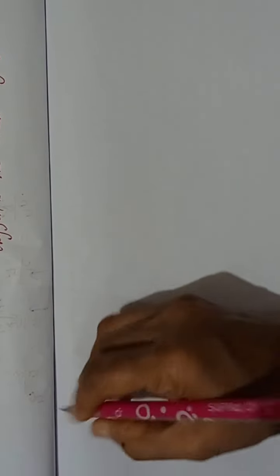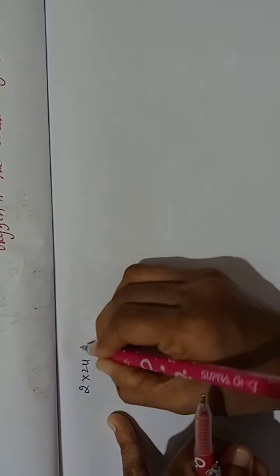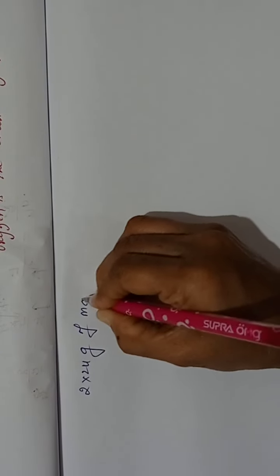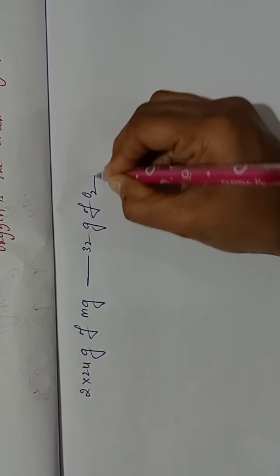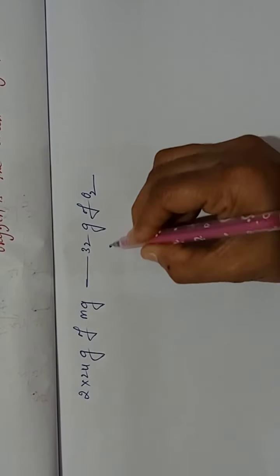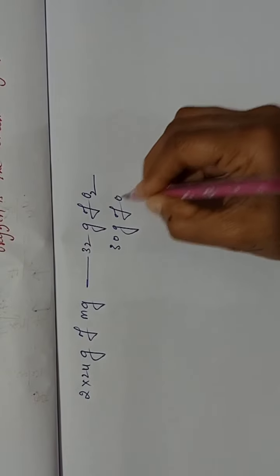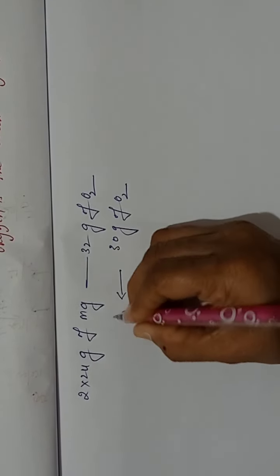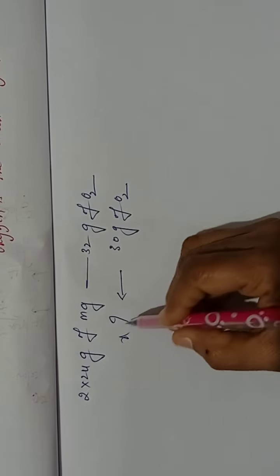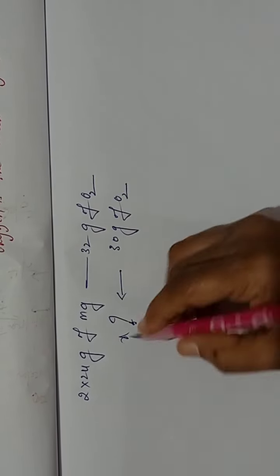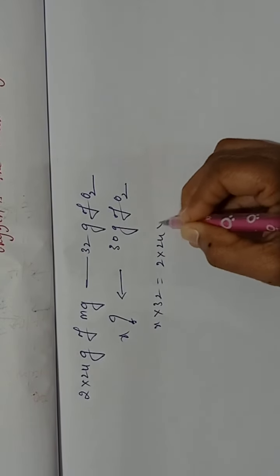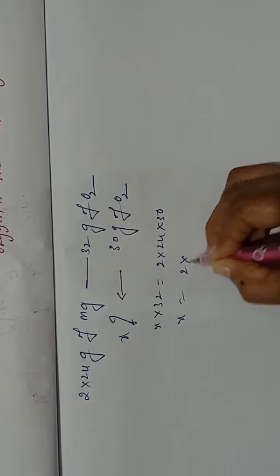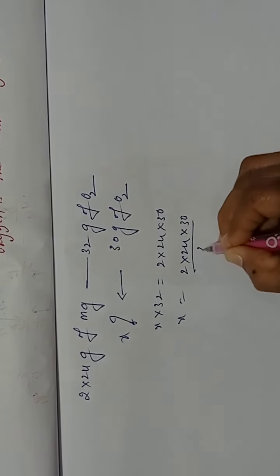See here. 2 into 24 grams of magnesium requires 32 grams of O2. In the question, 30 grams of oxygen is given. So I am taking 30 grams of oxygen and I am going to calculate magnesium. Clear? So, cross multiplication: x into 32 is equal to 2 into 24 into 30. Then x is equal to 2 into 24 into 30 by 32.